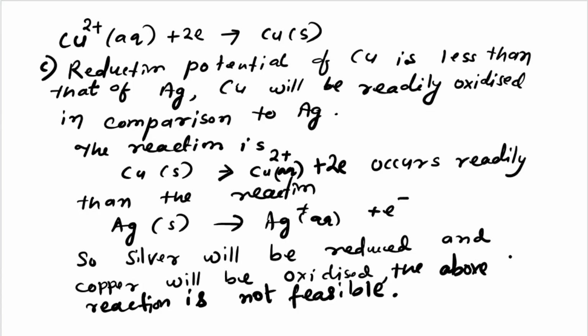So silver will be reduced and copper will be oxidized in the above reaction, which is not feasible. Silver is reduced, but we know its value is higher. So silver will be reduced and copper will be oxidized. The above reaction is not feasible.